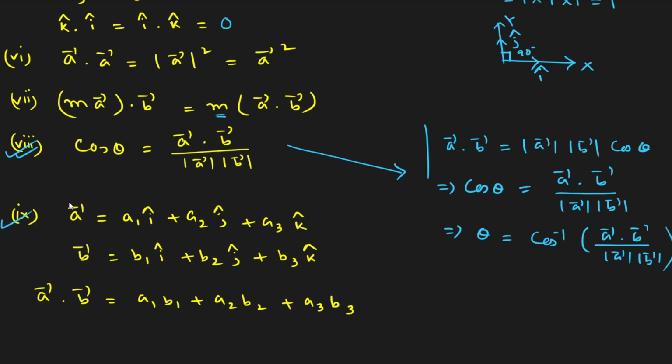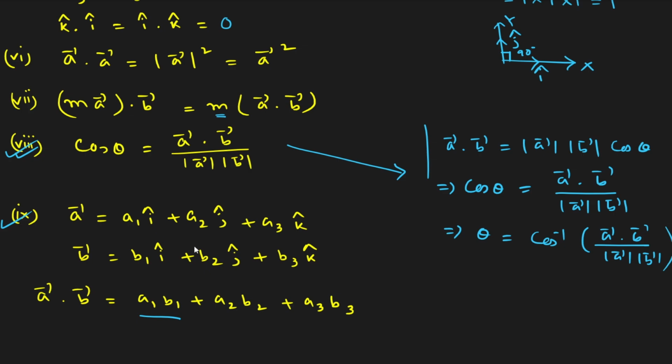Then in property number 9, if a bar components are given as a1 i cap, a2 j cap, a3 k cap, and b bar is also there, and you want to find a dot b, first we'll find the dot product of all these three terms with a bar, a1 i cap. So a1 b1 i cap dot i cap. Just now we got that i cap dot i cap is 1. So it will be a1 b1, this term.